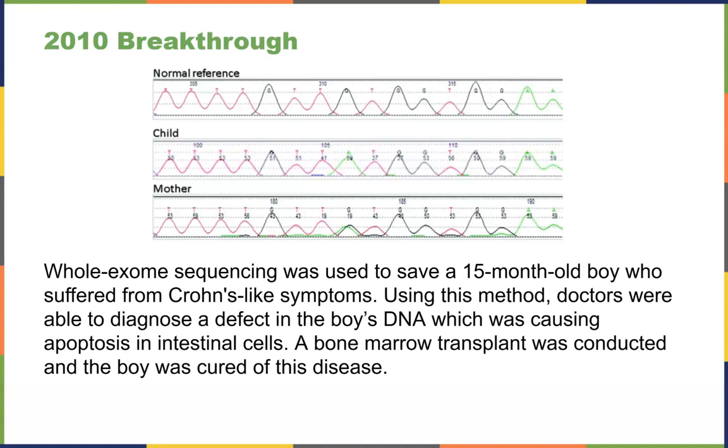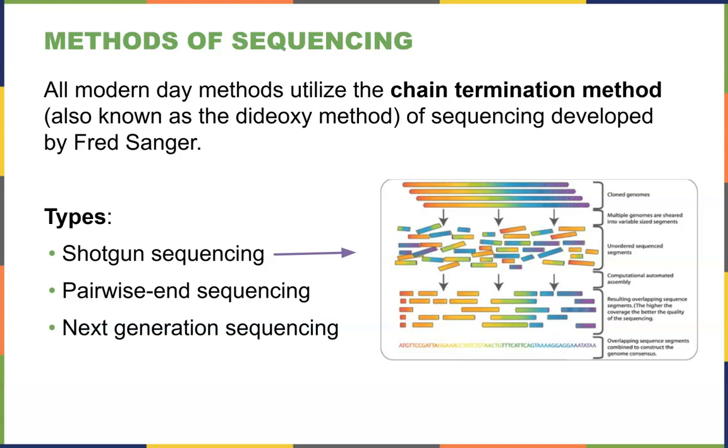But this is a reference here. This is the reference of the normal, this is the child, and this is the mother. These letters that you see here are the nucleotide bases. The defect is right here. He has an A instead of a G, which would be a normal coding. But the mother, if you notice this green line here, she carried both forms of the gene, and that's how the child ended up getting that disease. So just one base pair mistake, one mutation causes that whole problem.